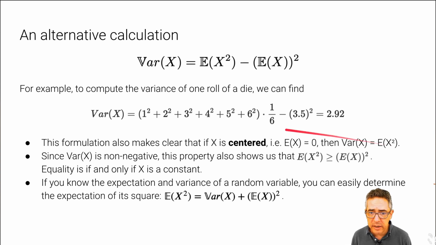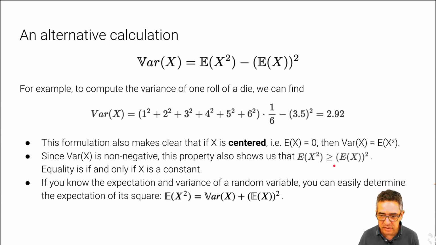And also, because, as we said, the variance is by construction a nonnegative quantity, it means that here we have an inequality: this is greater than or equal to 0, which means the expectation of x squared has to be greater than or equal to the square of the expectation of x. And in fact, this inequality turns into an equality only when x is a constant.